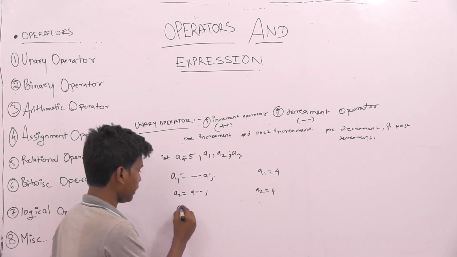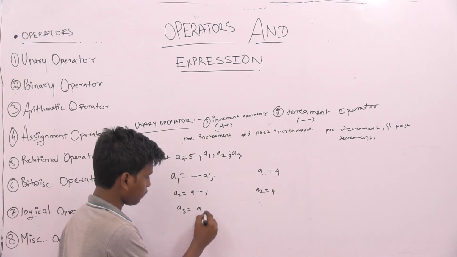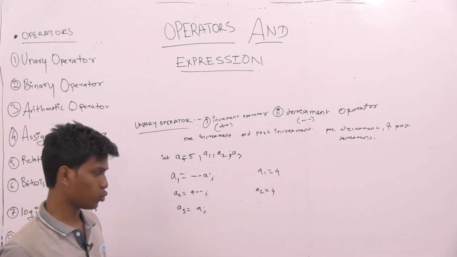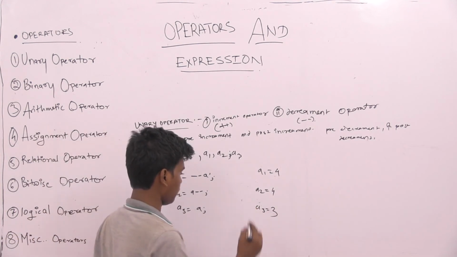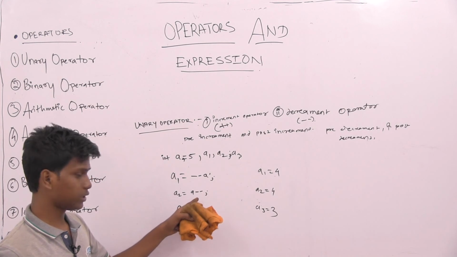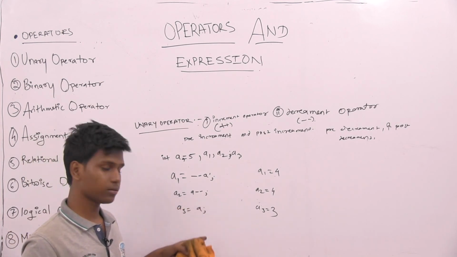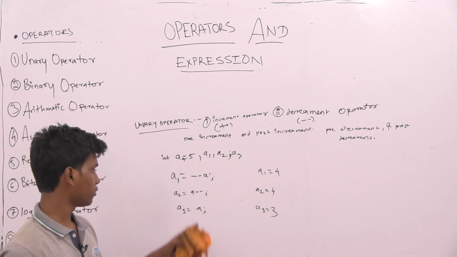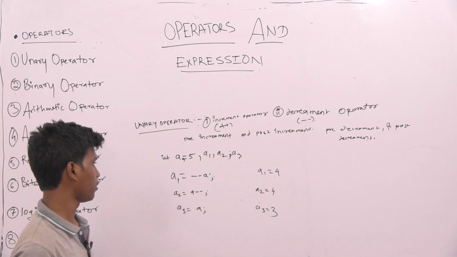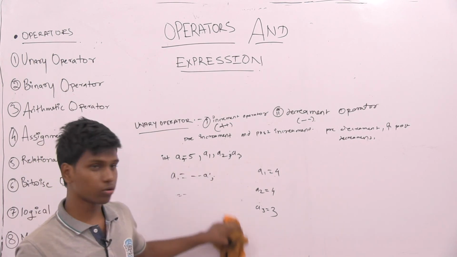Now in the a3 variable, if we put a3 is equal to a, then the value of a3 becomes 3, as the post-decrement is used, a--, and it decreases the value by 1 in the next program line. Got it? So now we'll go to the next program.